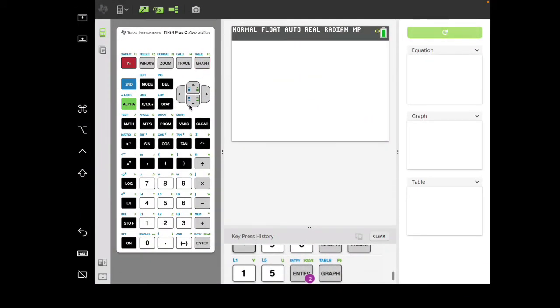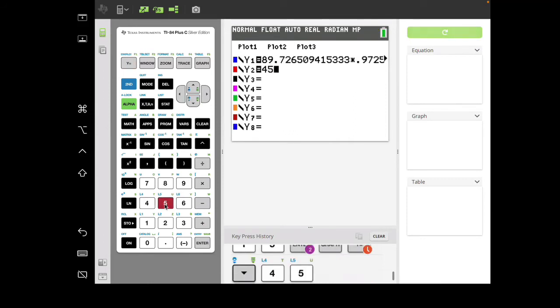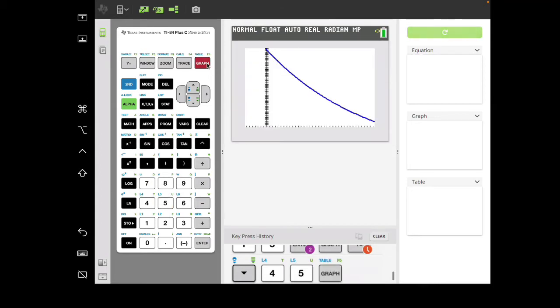So go to y equals, we're putting half the initial, which was 90. So half of 90 is 45. We're going to graph that. And where it intersects is our answer. So where the intersection is our final answer. It's always the x coordinate that you're looking for when it comes to that intersection.